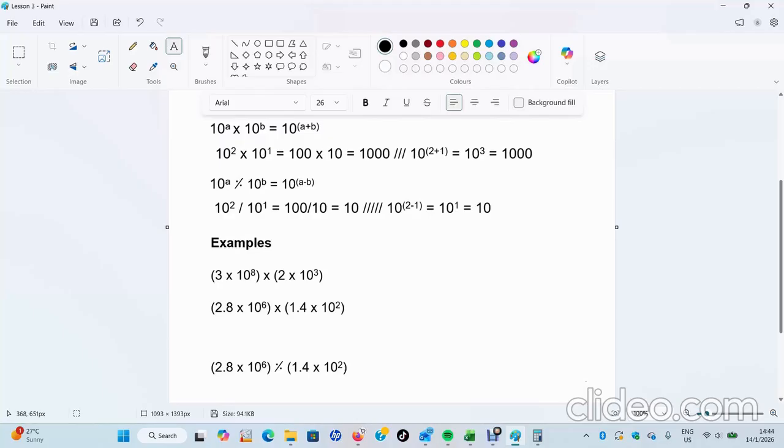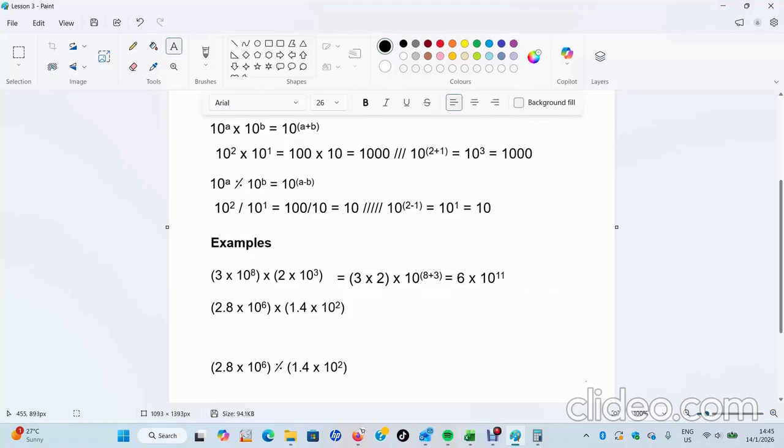Now, when we are dealing with numbers presented in standard form, we will first group those first numbers that come in that standard format and deal with them in a separate bracket, and then deal with the numbers that have an exponent in a separate bracket. So in this case, we will have 3 times 2, then times 10 to the power 8 plus 3, which becomes equal to 3 times 2 is 6, times 10 to the power 11.